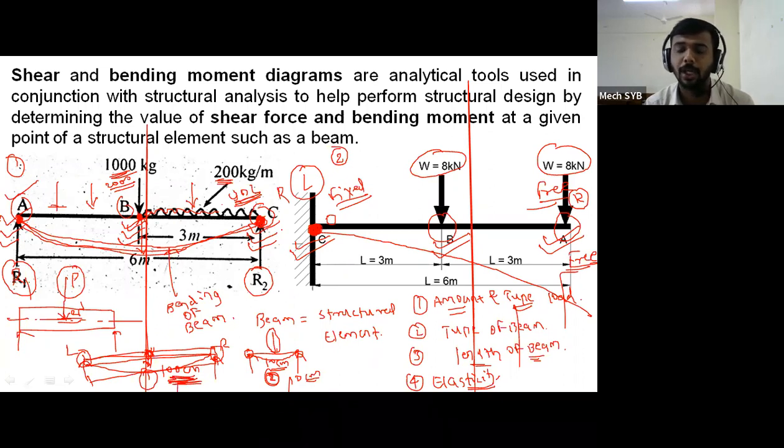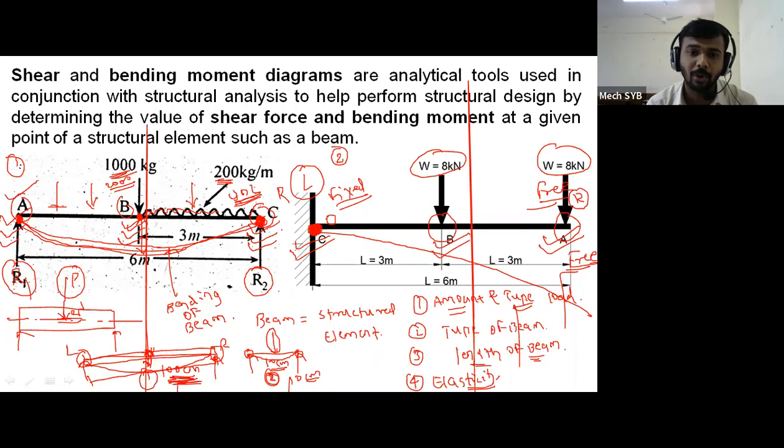And that calculation we are converting in the form of diagrams, and those diagrams are called an SFD and another diagram is called a BMD. So this is related to the basic introduction of the shear force and bending moment diagram, and why we have to calculate this SF and BM in the beam structure, that also I have explained.